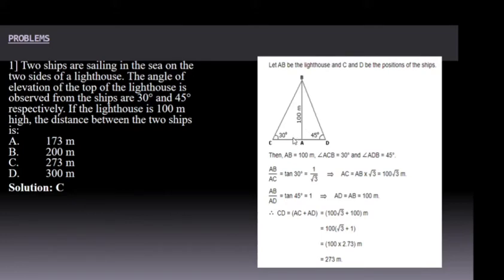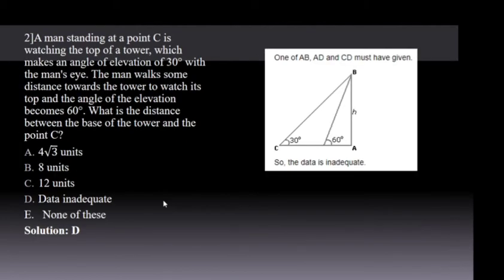So from here I have got the length of AC and the length of AD. What am I asked to find? The distance between the two ships. So what is the distance between the two ships? It is CD. I can write CD as AC plus AD, and just adding these two you will get the answer to be 273 meters. Okay, so this is the first problem. Let us move on to the second problem.